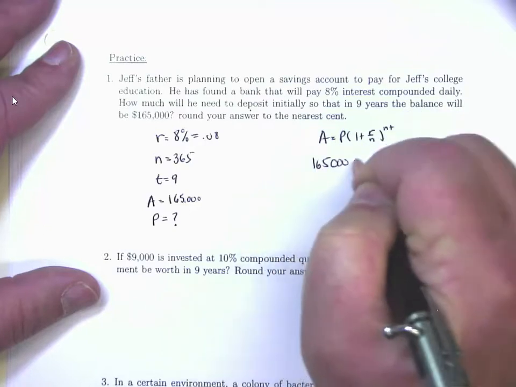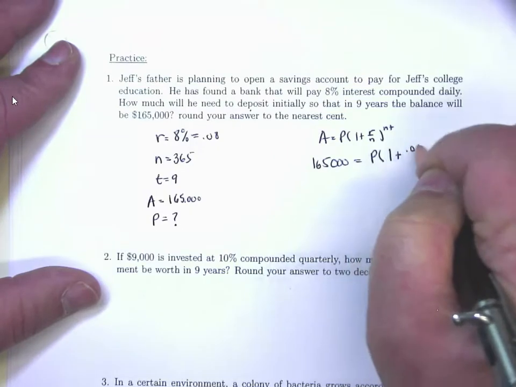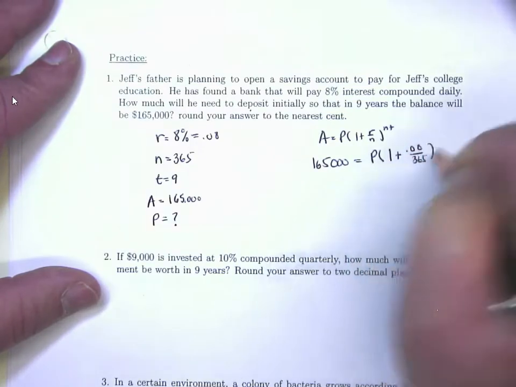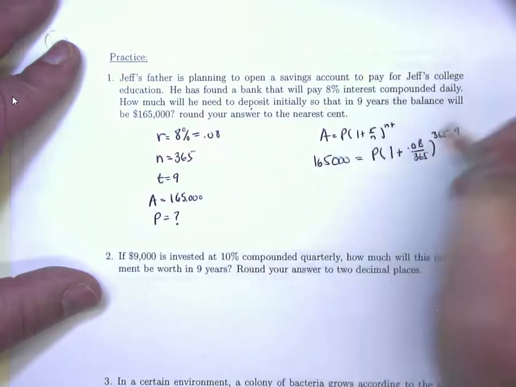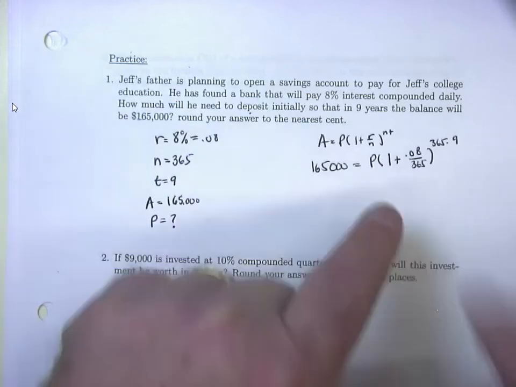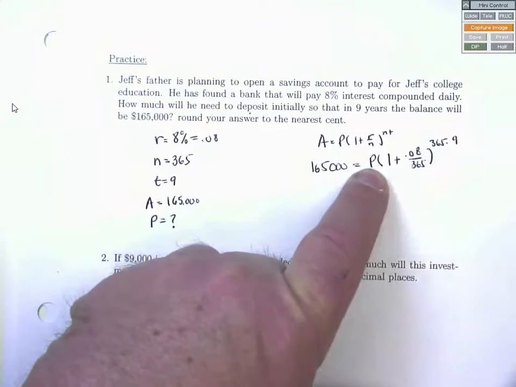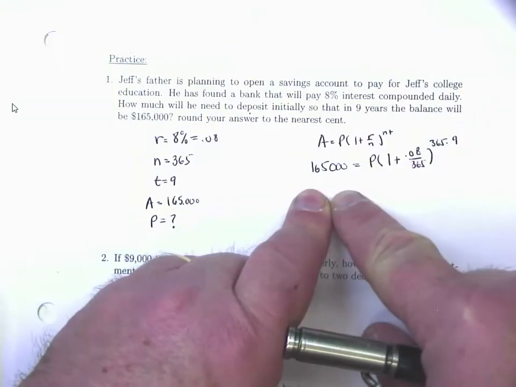165,000 is equal to P times (1 plus 0.08 divided by 365) raised to the 365 times T, and T was 9 years. Now, before I do all this beautiful math to solve this thing, what are you trying to solve for in this problem? P, right? So you're trying to solve for P. P is right here. To solve for P, I'm going to take this stuff and move it to the other side. Okay?